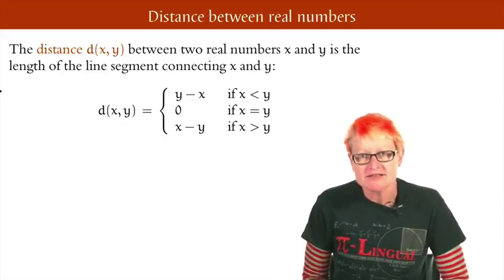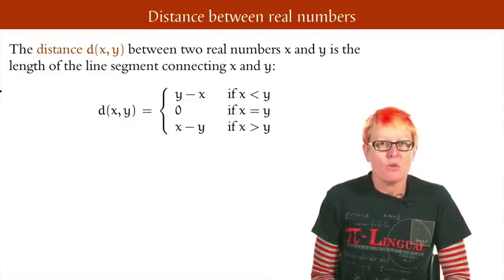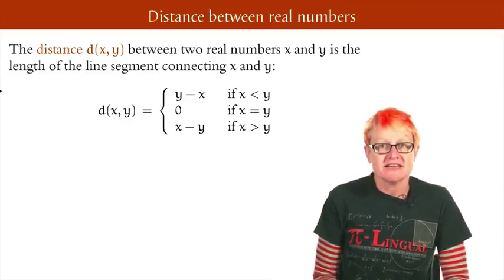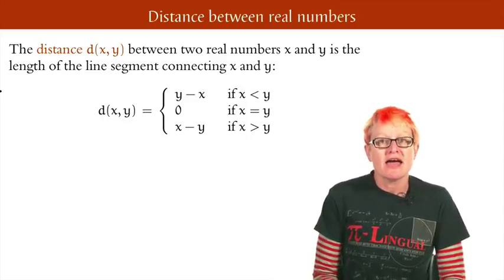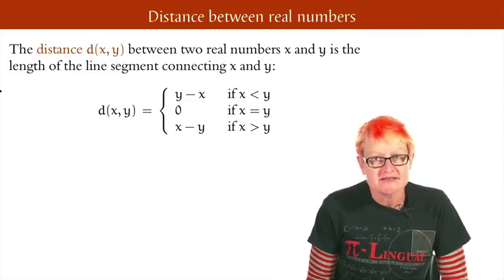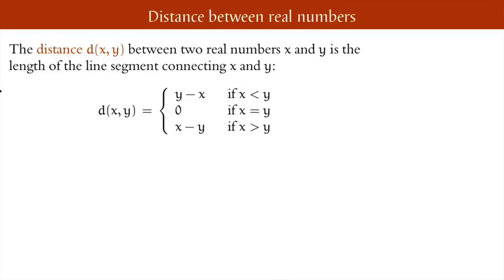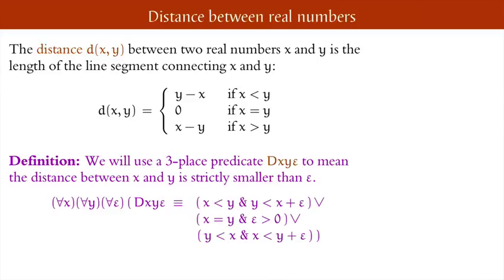When x is less than y, the distance is the number y minus x. If x is identical to y, the distance is 0, and if y is less than x, then the distance is x minus y. Now, we are not using functions, but that won't be a problem because what we really need is a bound or estimate on the distance between two real numbers. We're going to use a three-place predicate, d(x, y, epsilon), to mean that the distance between x and y is strictly less than epsilon.